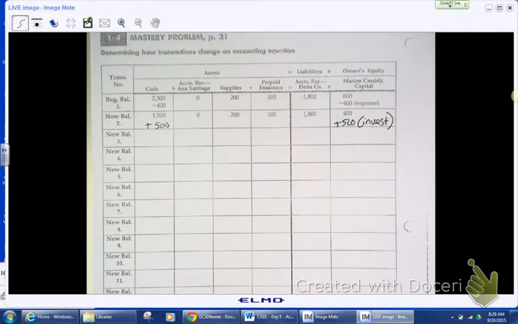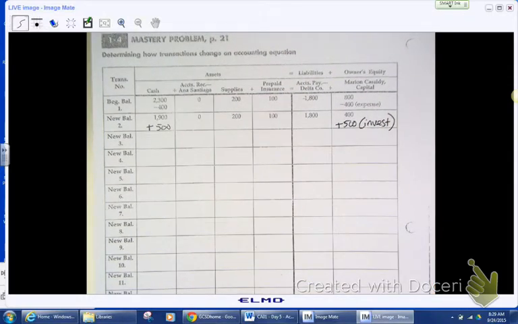Okay? Our owner's investment. Make sure you're always putting those parentheses. You'll lose half a point on your test if you don't put the things in parentheses. I want to know that you know what that type of thing is that affects your owner's equity account. Okay?